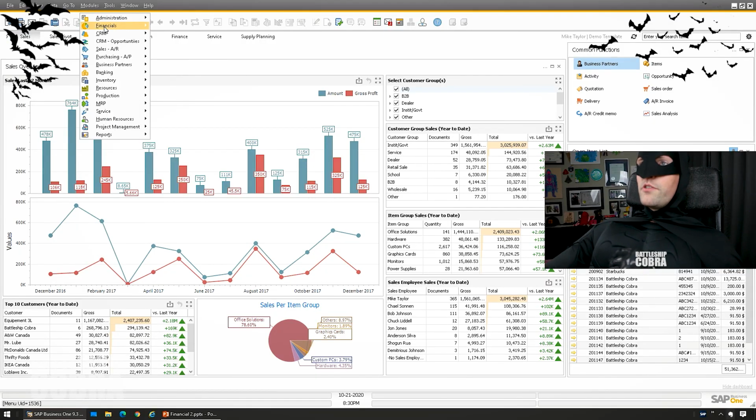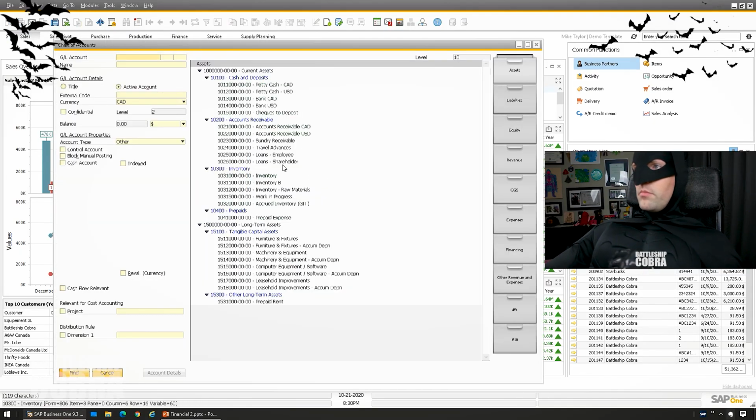So let's take a quick look at the chart of accounts, and I will show you what these accounts are and just briefly about the numbering system. So here we are: modules, financials, chart of accounts. 1 is the assets. These are all 1,000 level.